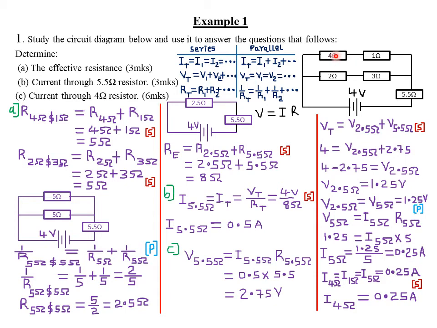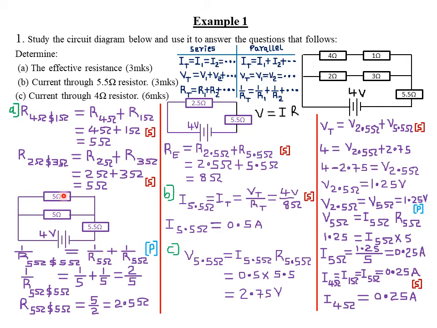And because the 4 ohm resistor and 1 ohm resistor were in series, it means that the current entering this upper junction must be equal to the current through the 4 ohm resistor and the current through the 1 ohm resistor. The reason being they are in series connection. Remember, for series connection, the total current entering a junction must be equal to the current across each component or across each resistor.